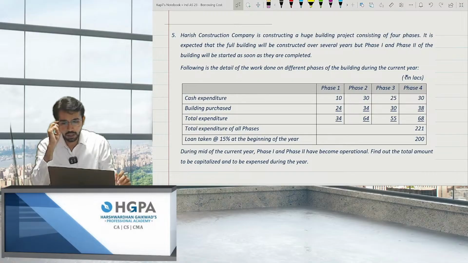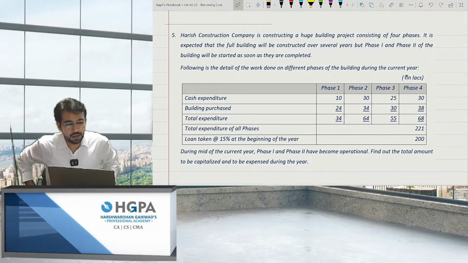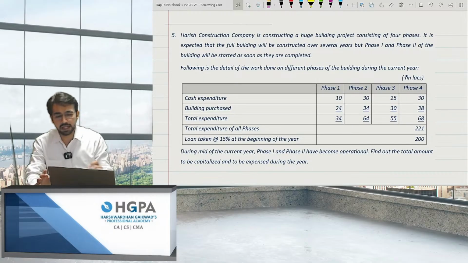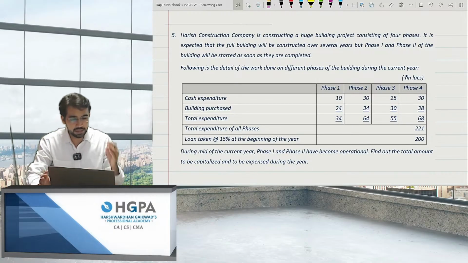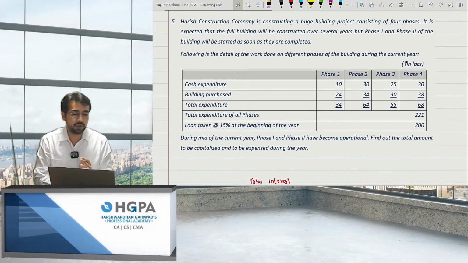Please pay attention. Harish Construction Company is constructing a huge building project consisting of 4 phases. It is expected that the full amount will be constructed over several years, but phase 1 and phase 2 of the building will be started as soon as they are completed. So basically there are 4 phases and 1 and 2 will be started.